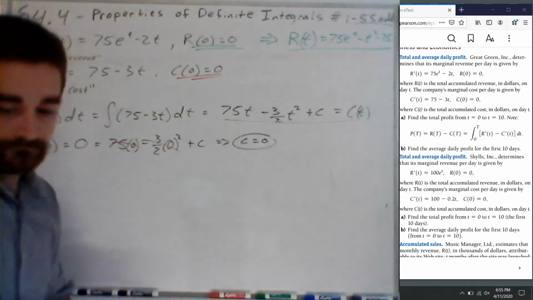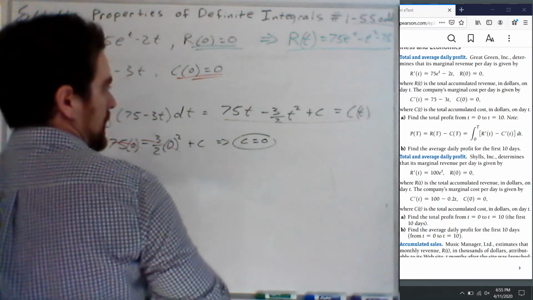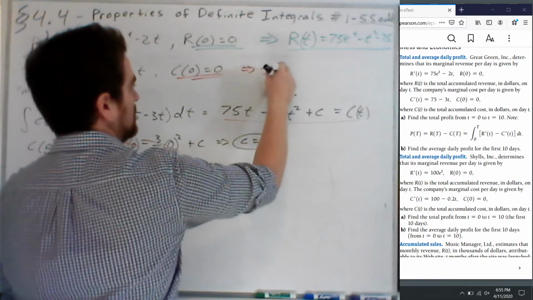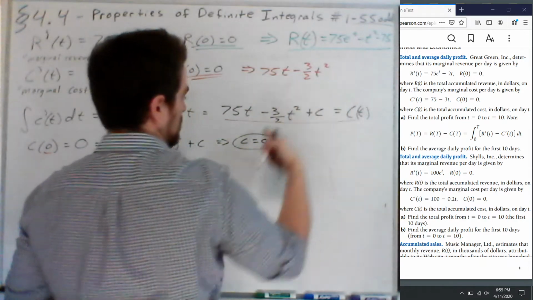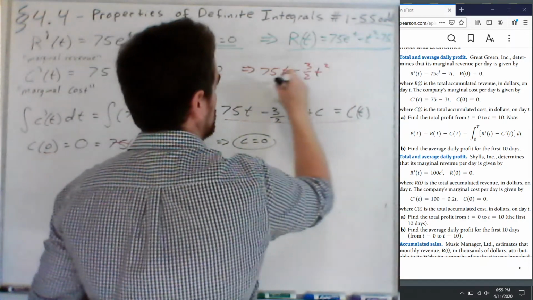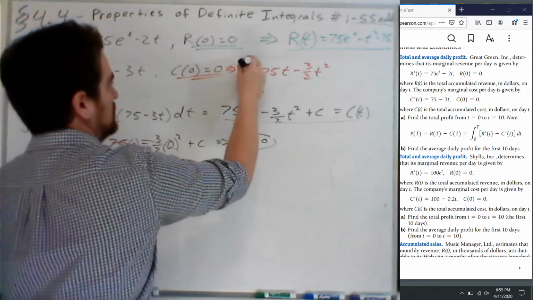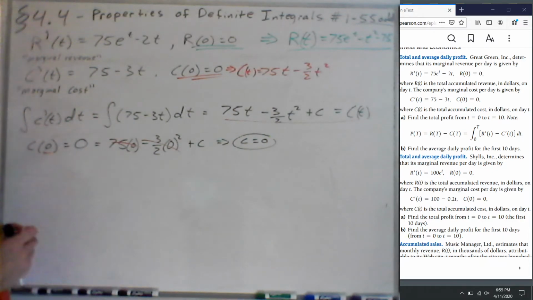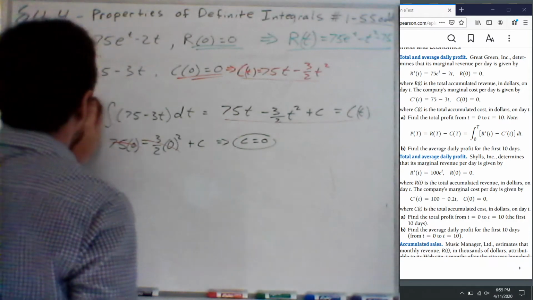So this tells us that our actual function c of t is given by 75t minus 3/2 t squared plus c, which is 0. So that's it. This is c of t. Let me squeak that in there. There's our cost function. So now we've got our cost function and our revenue function.